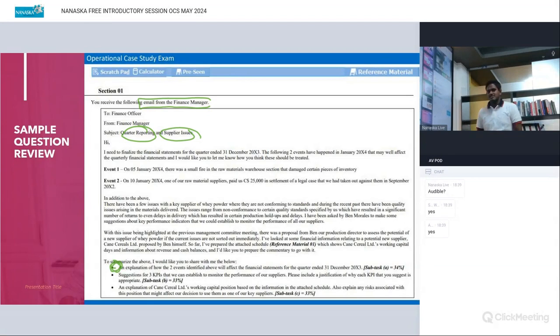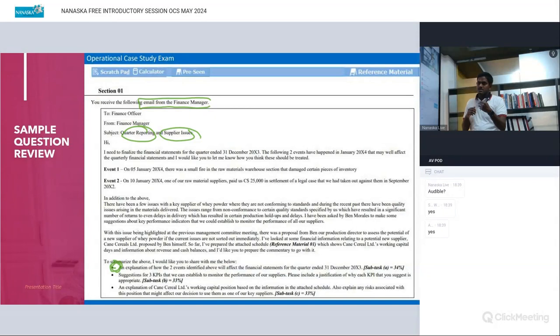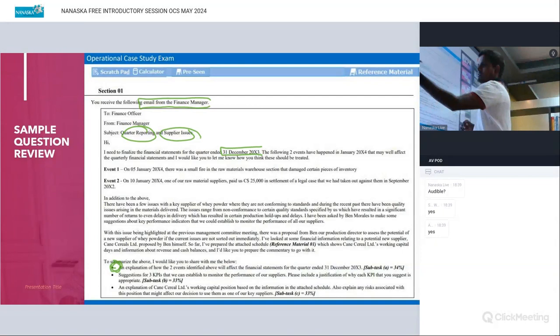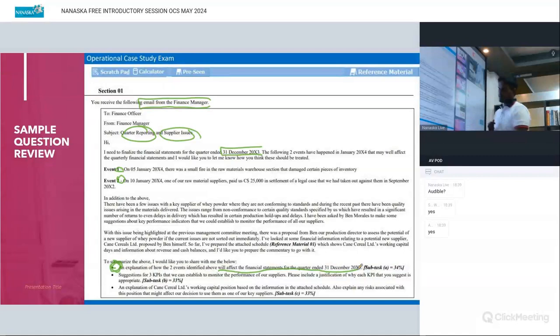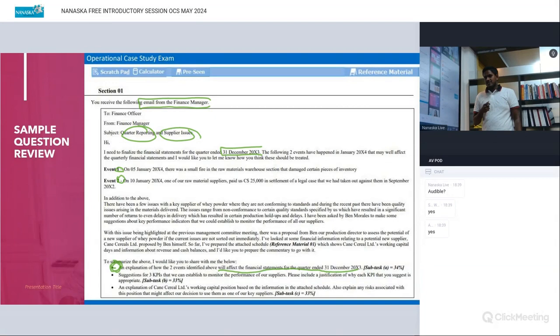You have two events which have happened after your year-end date. Now this is your year-end date. There are two events that have happened. So what is the relevant accounting standard we are going to use here to identify how this will affect the financial statements? Anyone? Anyone who would have an understanding of this?